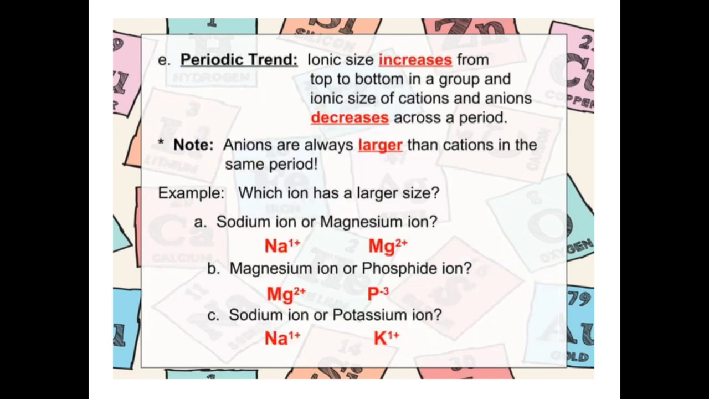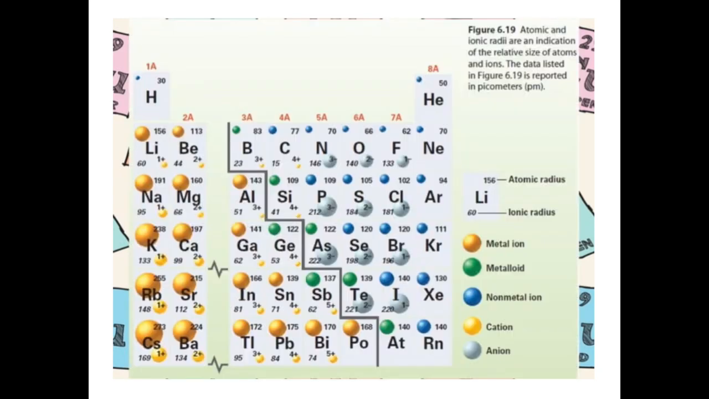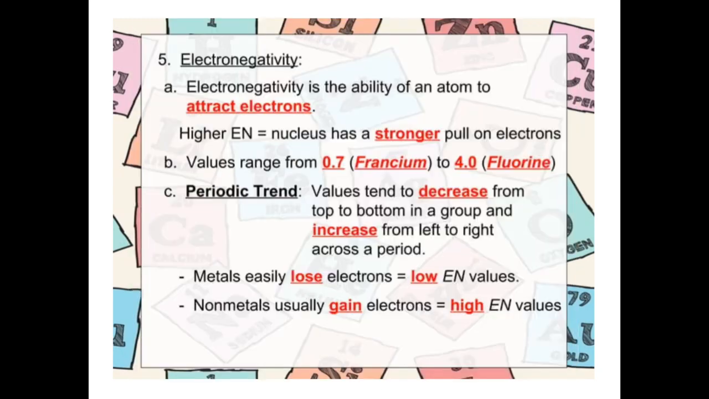Becomes bigger. Therefore, the ionic size increases down the group and decreases across the period. It decreases across the period. Quickly, we look at another one, which is electronegativity.